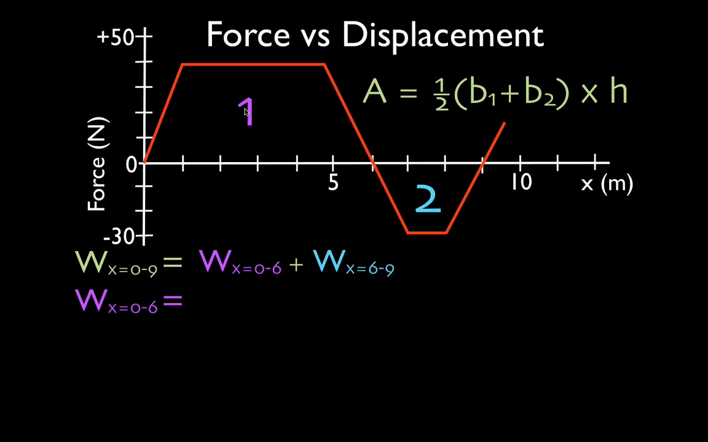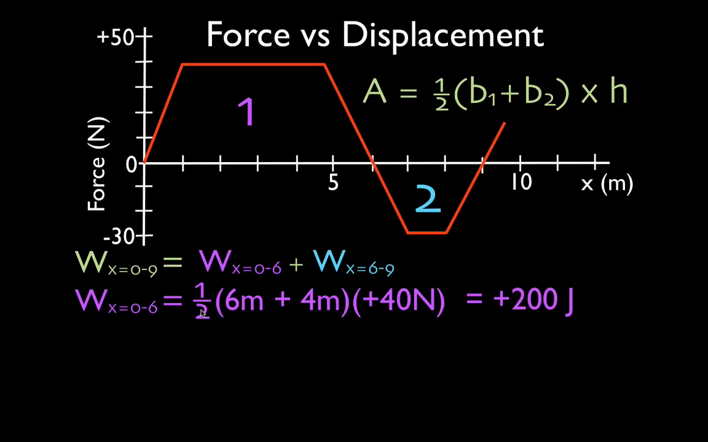So from 0 to 6 meters, you will notice that one base is 1, 2, 3, 4, 5, 6 meters. The other parallel side is 4 meters. So it's 6 plus 4, the height is 40 newtons, and 6 plus 4 is 10, times 40 is 400, times 1/2 is 200 joules. So for the first 6 meters of motion, the work done on that object is 200 joules.